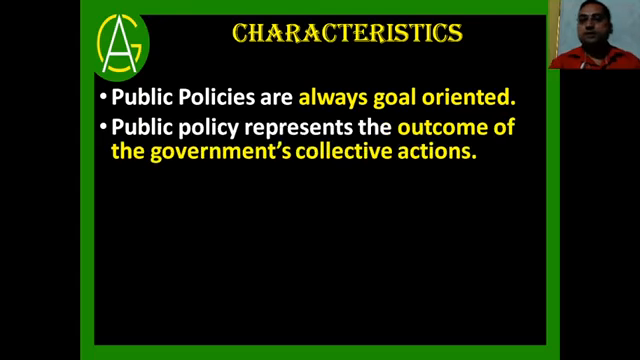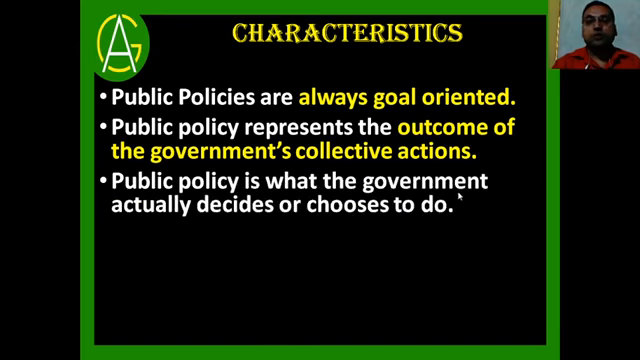Then public policy represents the outcome of the government's collective actions. Now in order to achieve that particular goal, government has to take several kinds of decisions, and all these collective decisions are considered as public policy. So for example, if we talk about educational policy, in order to increase the literacy level, government has prepared an educational policy. So many kinds of decisions are taken in order to achieve the growth of literacy in India. So that becomes public policy in India.